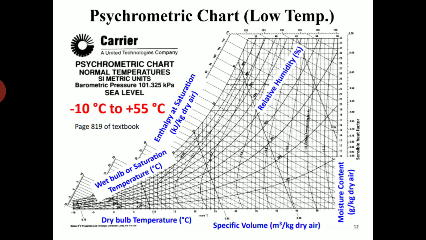Units or scale will be there, and there are specific volume lines. You can see slightly inclined lines. It ranges from 0.8 to 0.9 specific volume lines. You can refer to wet bulb or saturation temperature. There is one slightly inclined curve.